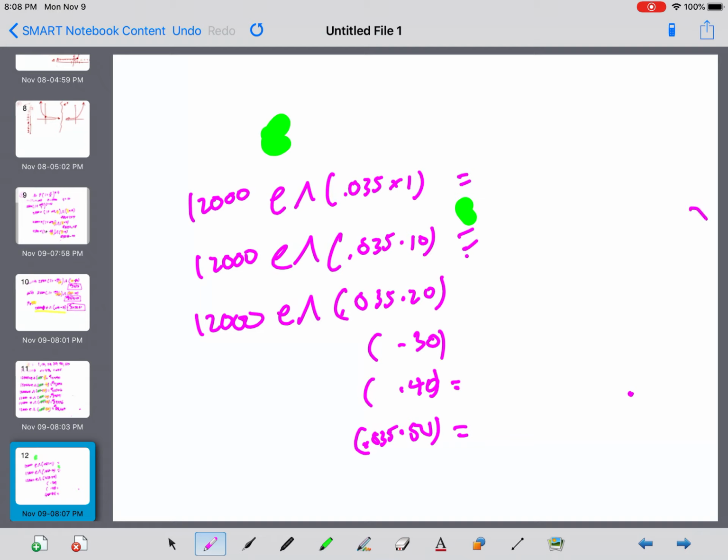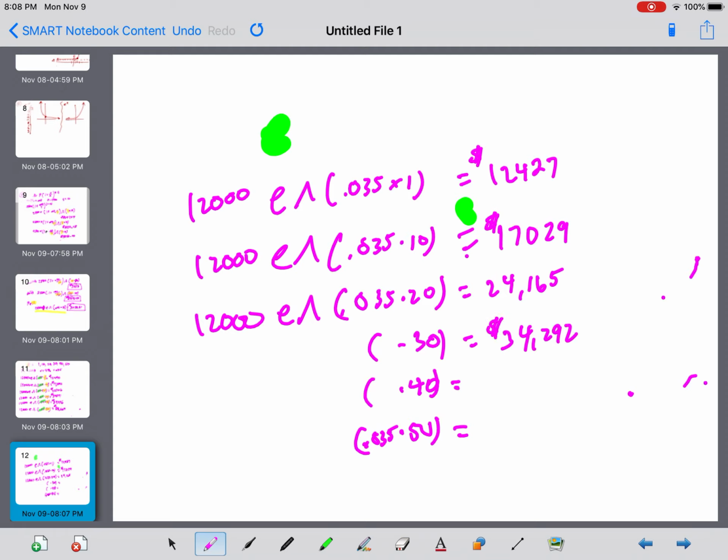But after 1 year, this $12,000 is only worth $12,427. Now, these numbers are all going to be smaller than problem 61 because the interest rate is lower. After 10 years, you're at $17,029. That's a little bit less than 10 years on the previous problem. In 20 years, $24,165. Then at 30 years you're going to have $34,292.